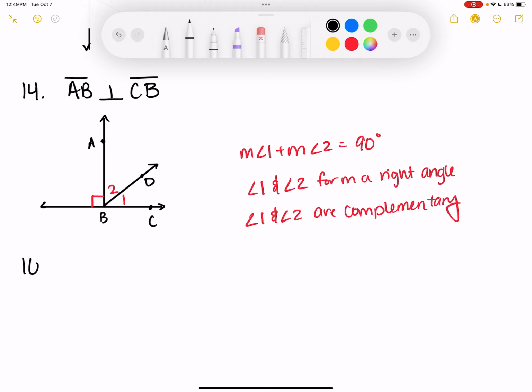Another one like this, 16. H is perpendicular to K.